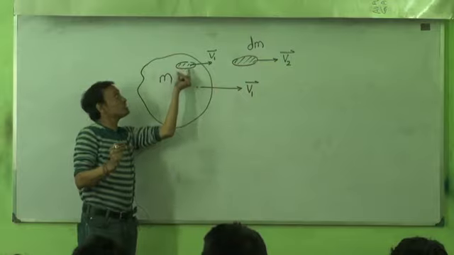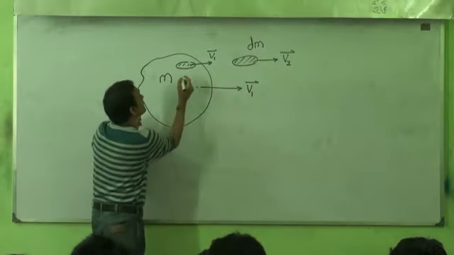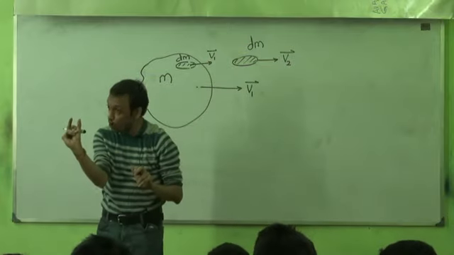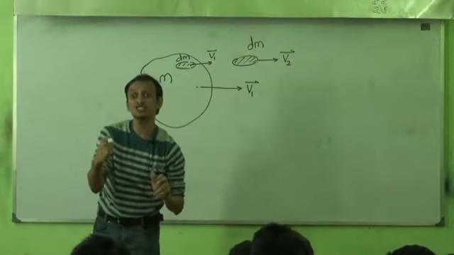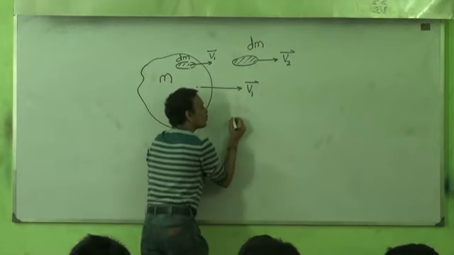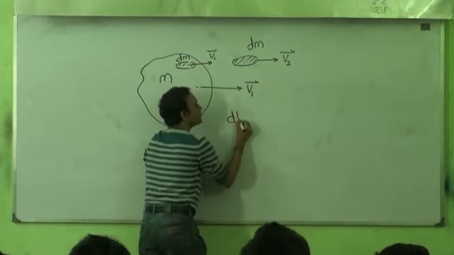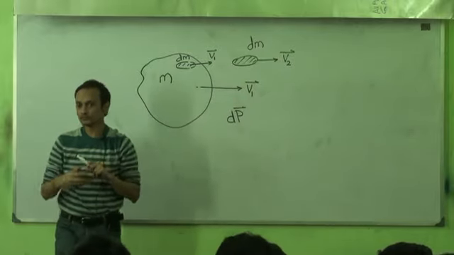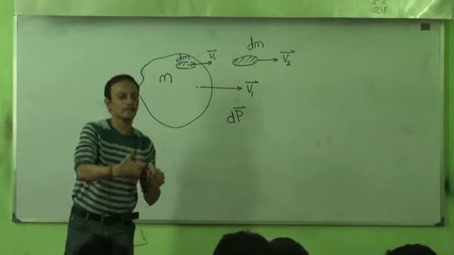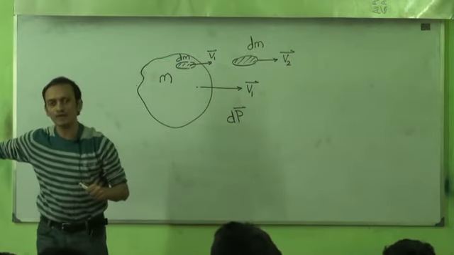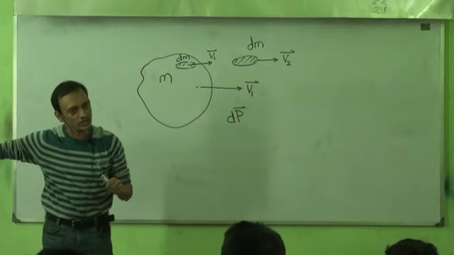That means for this mass element dm, what has changed? Its linear momentum. For this small unit dm, its linear momentum has changed, right? What's the change in linear momentum? dp. dp is the change in linear momentum. That's going to be dm into v2, final linear momentum, minus dm into v1, initial linear momentum, right? That's a change in linear momentum.